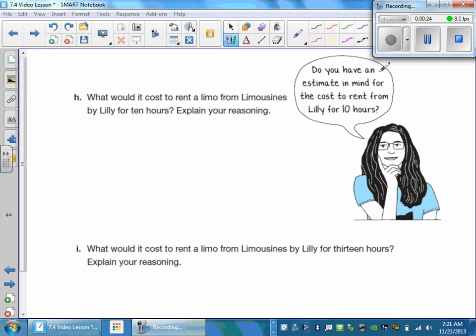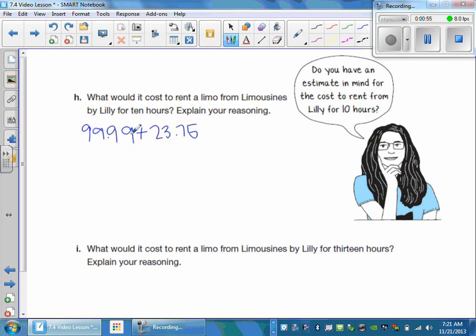$99.99 to ride in the limo for the first hour, and then an additional $23.75 each hour after that. Letter H says, what would it cost to rent a limo from Limousines by Lily for 10 hours, and explain your reasoning? Well, we know that it costs $99.99 for the first hour, plus the $23.75 each additional hour after the first hour.